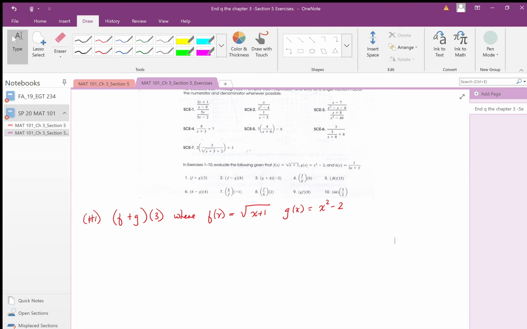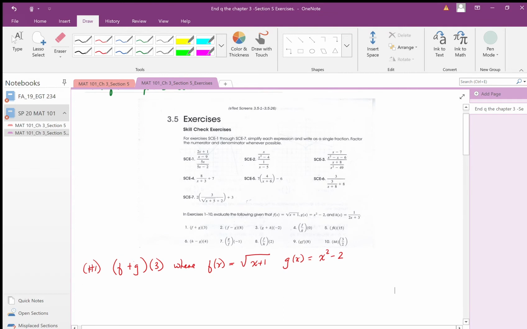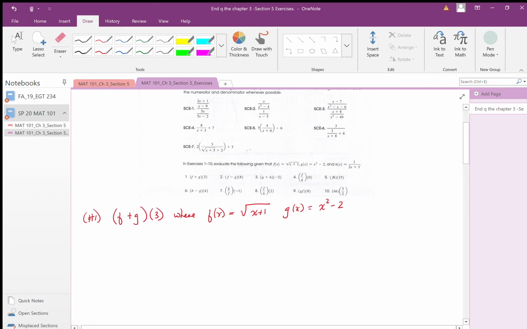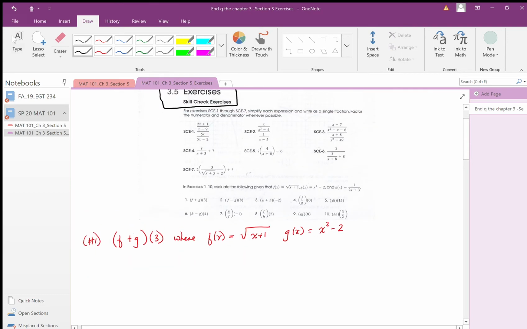Okay, good evening, class. Just want to work out some problems in this section here, 3.5 exercise. So I'm going to do number one. Number one is asking us to find f plus g of 3, to evaluate that, if our f of x is this and our g of x is this. Okay, so our solution.